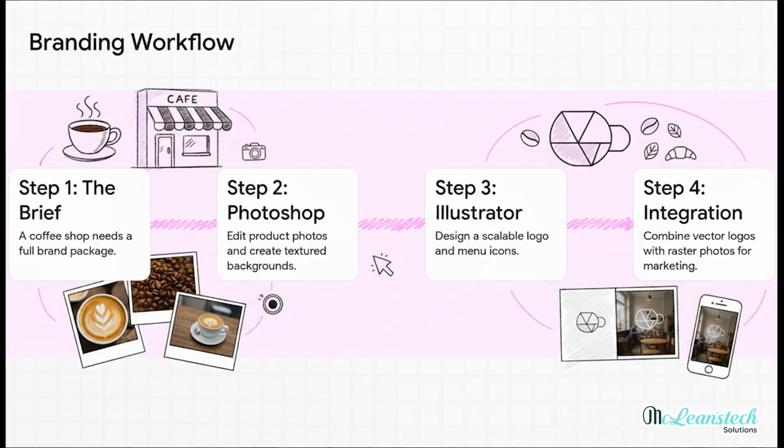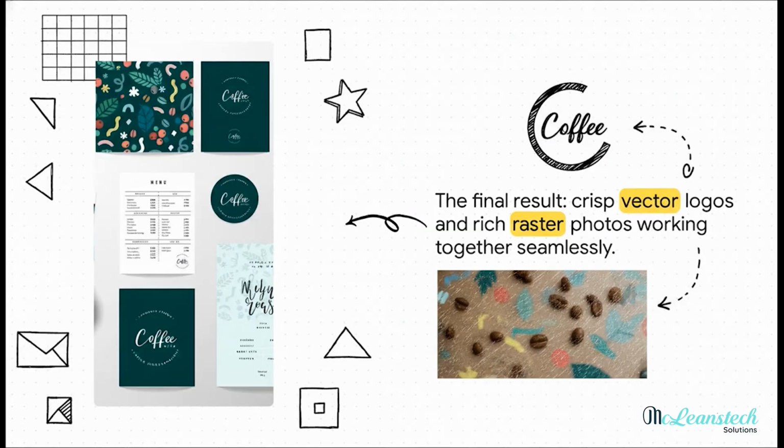But you know what's really cool? When these two worlds don't compete, but collaborate. Let's imagine a real-world project, like creating the branding for a new coffee shop. First, you jump into Photoshop, your raster tool, to edit some beautiful, moody photos of the coffee and the cafe itself. Then, you'd pop over to Illustrator, your vector tool, to design a clean, sharp logo that'll look great anywhere. And then, for the grand finale, you bring them together. You take that crisp vector logo and place it right on top of those rich raster photos for things like menus, website banners, or Instagram posts.